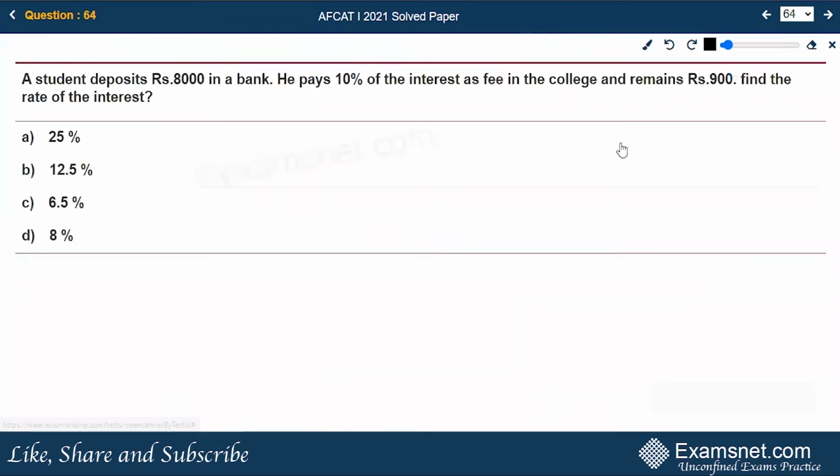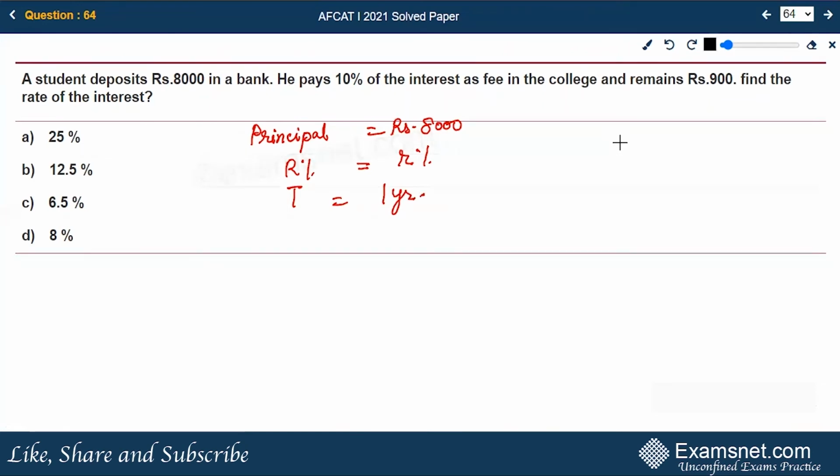Next, question number 64. A student deposits 8,000 in a bank. He pays 10% of the interest as his fee, and he remains with 900 rupees. You have to calculate the rate of interest. Let's write down what is given to us. We are given the principal, the amount he has deposited, which is 8,000. We don't know the rate of interest, so let the rate of interest be R. Time in this case is 1 year.